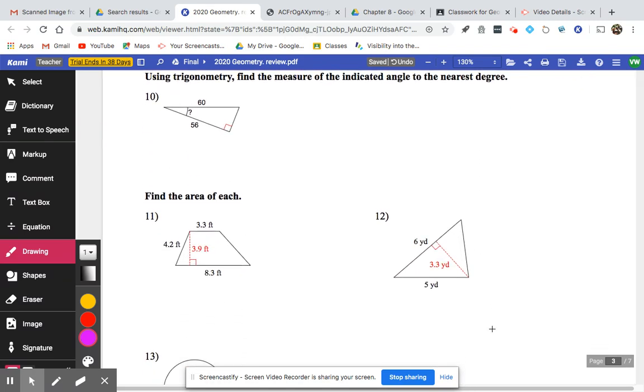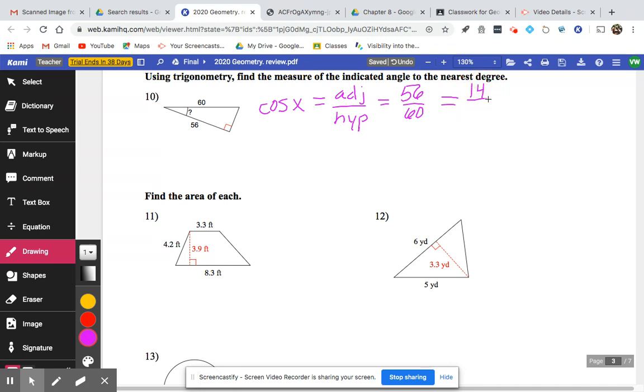Number 10, using trig, we want to find the measure of the indicated angle. Here I've got a hypotenuse and I've got a side. Relative to the angle in question, that's our adjacent side. So that tells me I want to use cosine. Cosine is, once again, adjacent over hypotenuse, which is 56 over 60. Reduce that, please. It's going to make life a whole lot easier.